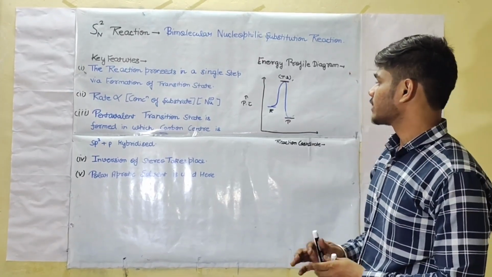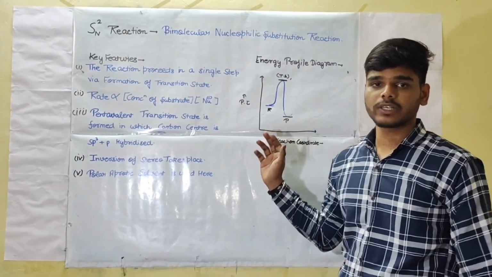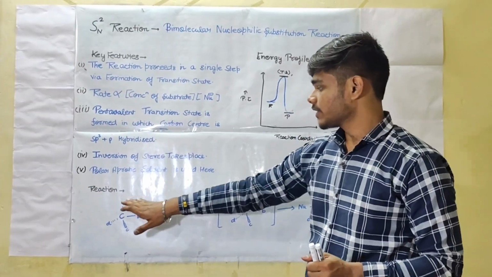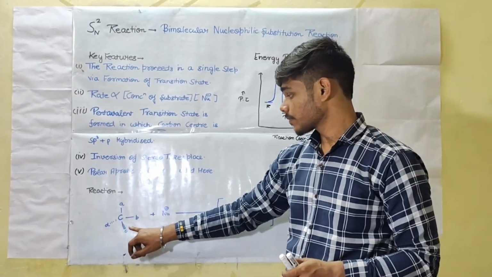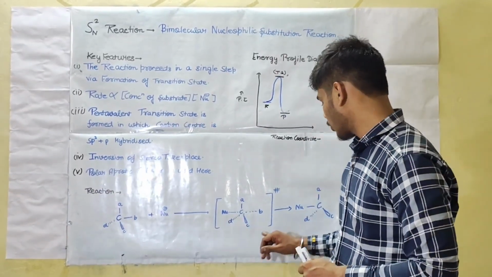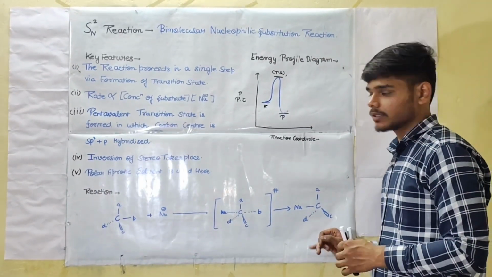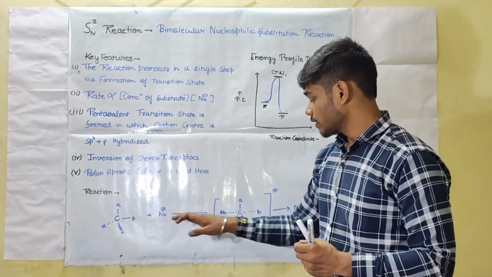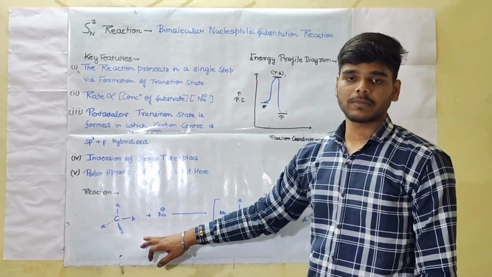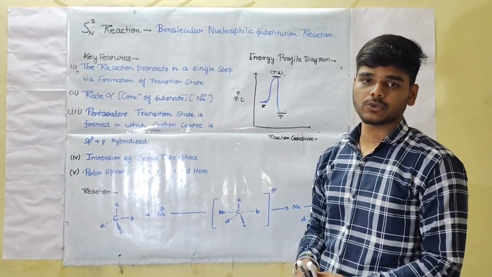So from the energy profile diagram, we have seen that no intermediate formation takes place in the SN2 reaction. The nucleophile attacks the carbon center, forming a transition state and then a product, so the formation of the transition state here is the rate determining step, or the slowest step, in the SN2 reaction.